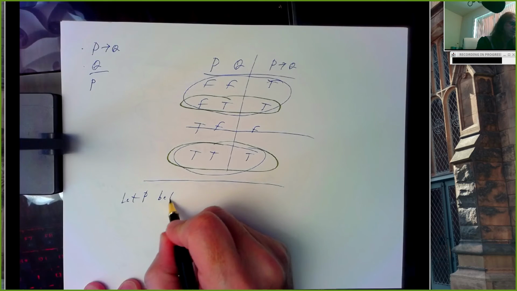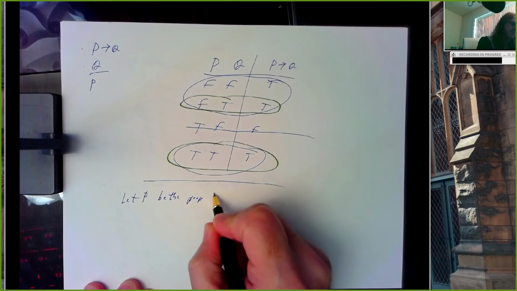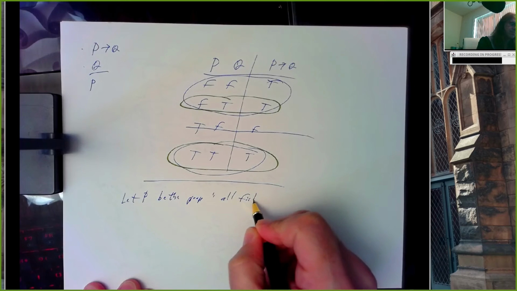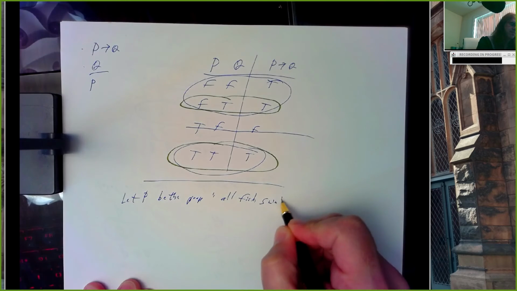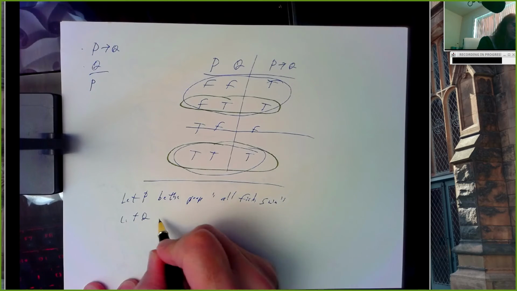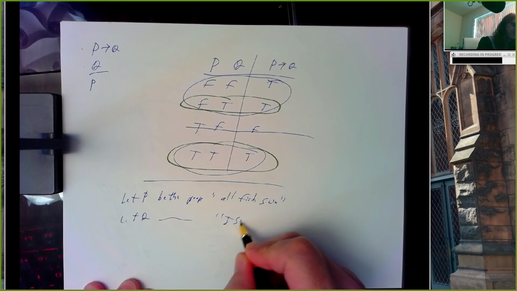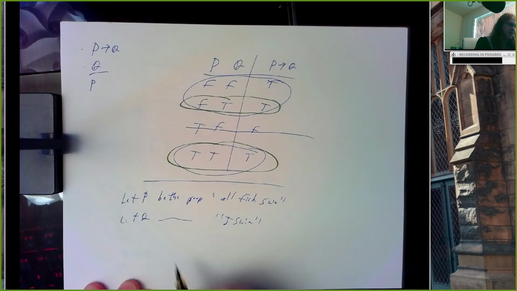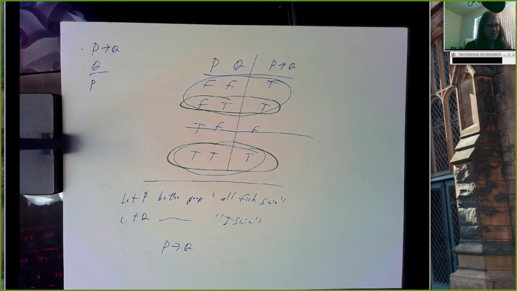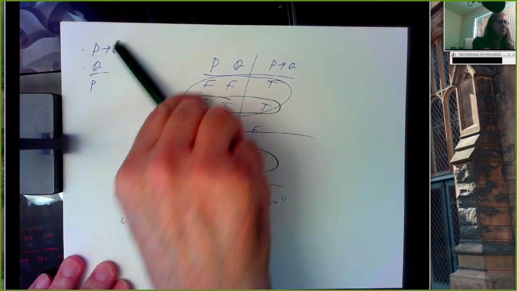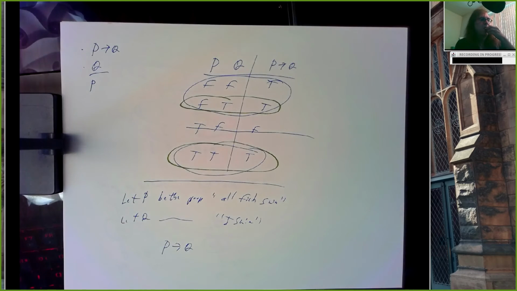So if we let P be the proposition, all fish swim, and let Q be the proposition, I swim, right? This is not saying P implies Q, which is saying if all fish swim, then I swim. That's a very different proposition from either of our original statements. Interesting. Yeah.